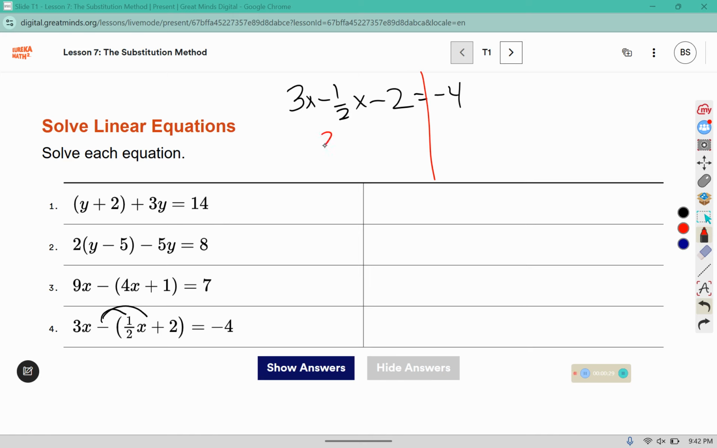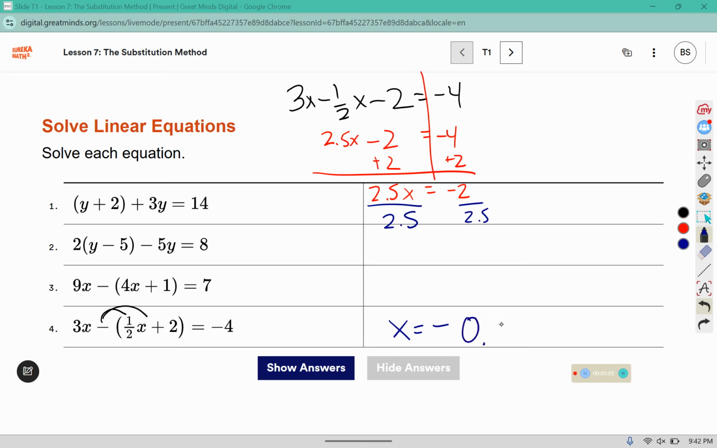3x minus half of an x would be 2.5 x's. Then we'll add 2 to both sides. We have 2.5x, and negative 4 plus 2 is negative 2. Divide both sides by 2.5, and that gives us x equals negative 2 divided by 2.5, which is 0.8.